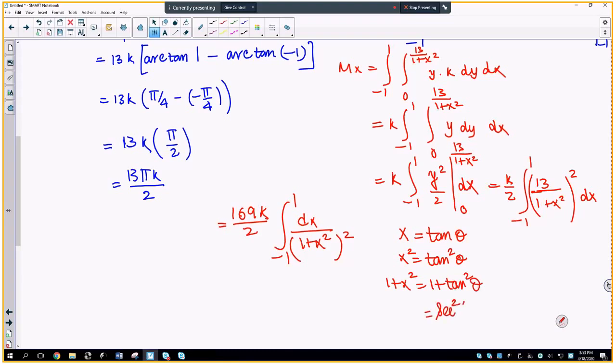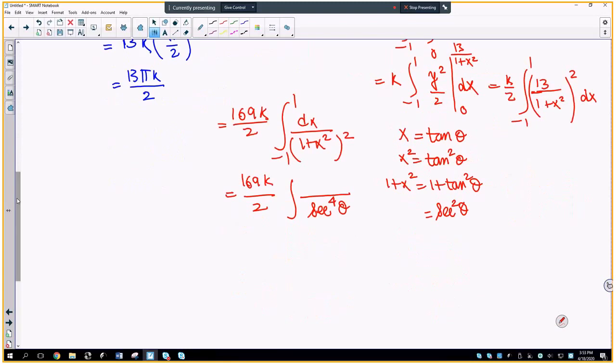So if you look at the bottom of this integration, you actually get, so let me write it one more time, 169k over 2. And we will talk about the limits in a second. And the bottom is secant square theta whole to the power 2. So you get secant to the power 4 theta. So I can actually do that work so that we can understand what is happening. That's 1 plus x squared whole to the power 2 is the bottom of the integration. So you get secant square theta whole to the power 2. And that is secant to the power 4 theta. So that's exactly what we will get.